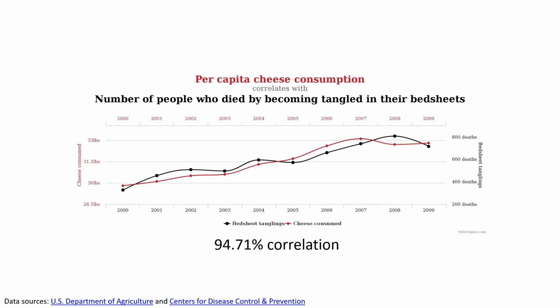Here we see that the per capita cheese consumption is correlated to the number of people who died by becoming tangled in their bed sheets. This graph looks really convincing, but these two things have nothing to do with each other. So making a statement like, eating cheese causes people to get tangled in their bed sheets and die, is not a good interpretation of the data. You haven't proved a cause.